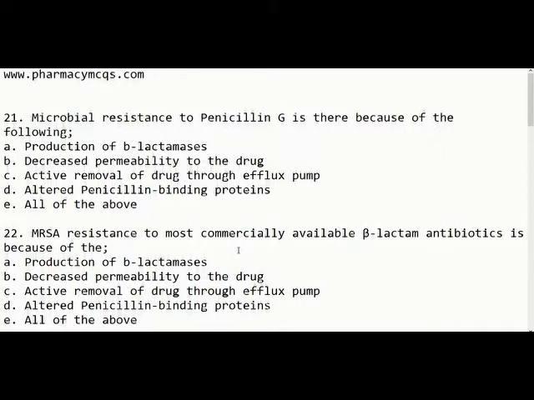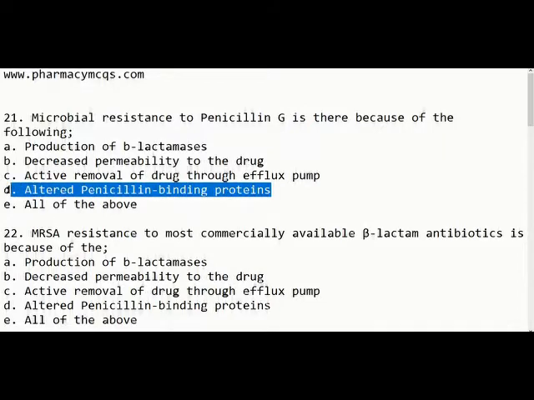So in this case, resistance to penicillin G is there because of altered penicillin binding proteins. Actually the microbes have penicillin binding proteins that are not as they should be. They are altered. So in this case our antibiotic penicillin G will not be able to bind effectively to this protein and exert its effect. So the correct option is D.